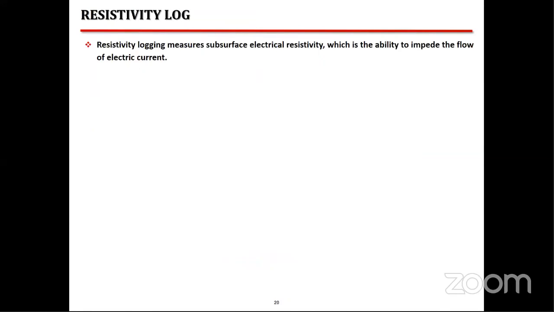Coming to the resistivity logs. Resistivity logging techniques measure subsurface electrical resistivity, which is the ability to impede the flow of electrical current. Resistivity of a formation is a function of porosity and pore fluid in the formation.